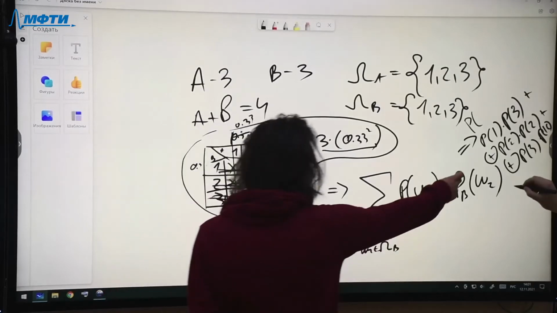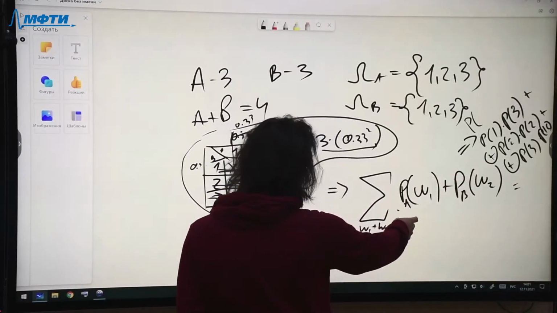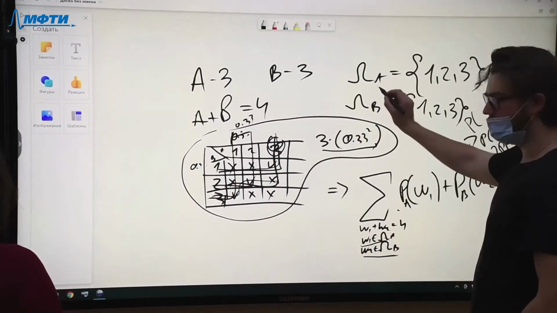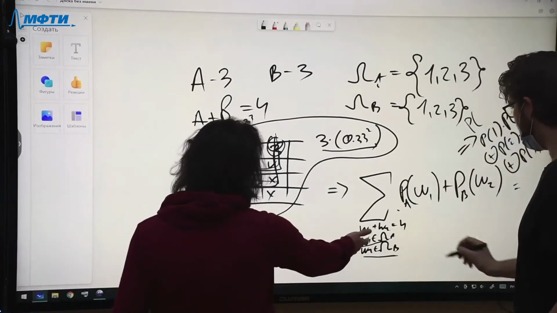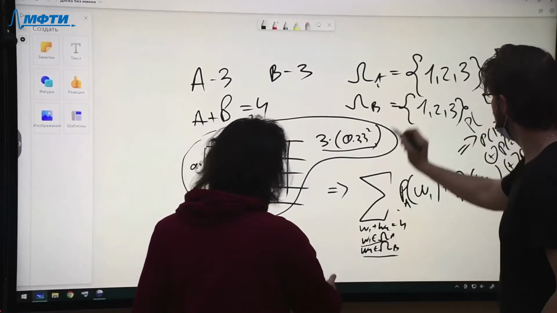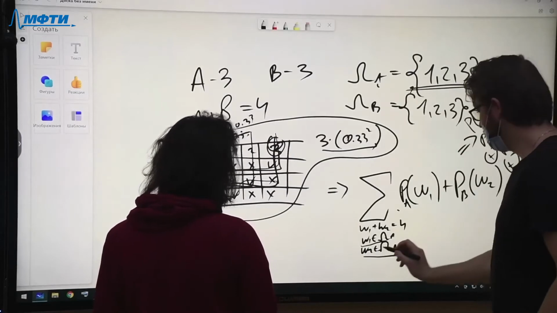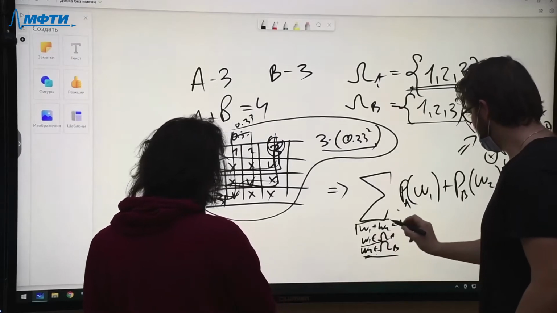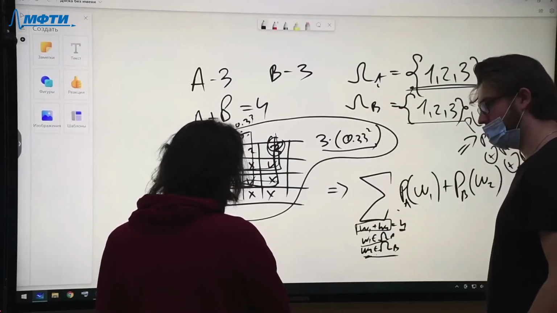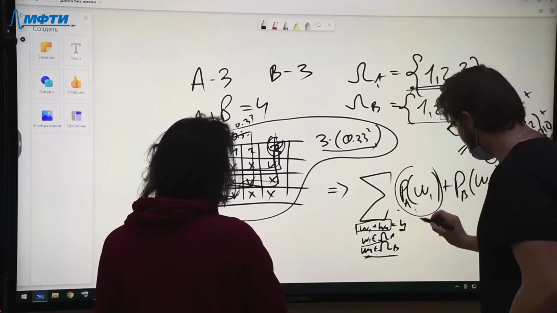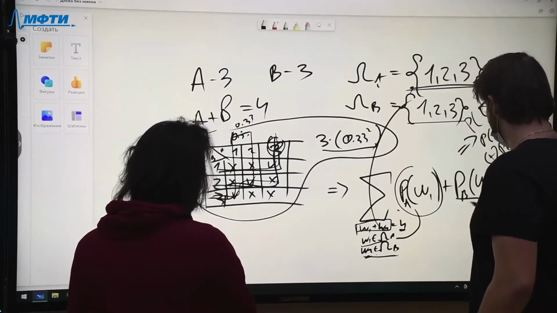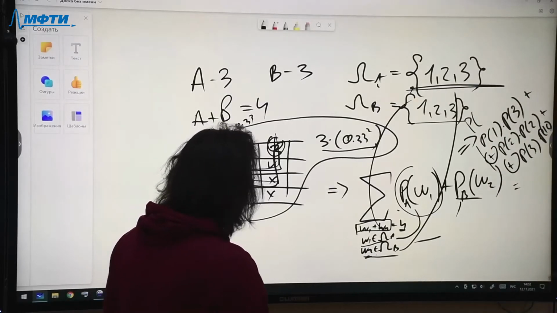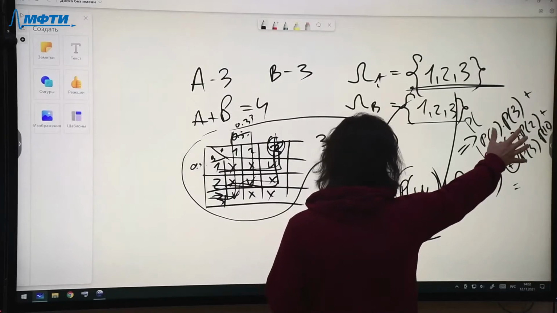Yes, this is true, but how are you getting this from here? I don't get it. Well, we know that we're looking for this and this. We know this is a member of this set, so you fix this one. You fix this. So this is always going to be a member of this set, and this is going to be a member of this set. And the most important thing is that this plus this has to be equal to 4. Therefore, the probability of this, which is a member of A, plus the probability of this, which is a member of B, gives us the same answer, 3 multiplied by 0.33 squared. This is good. This is correct.